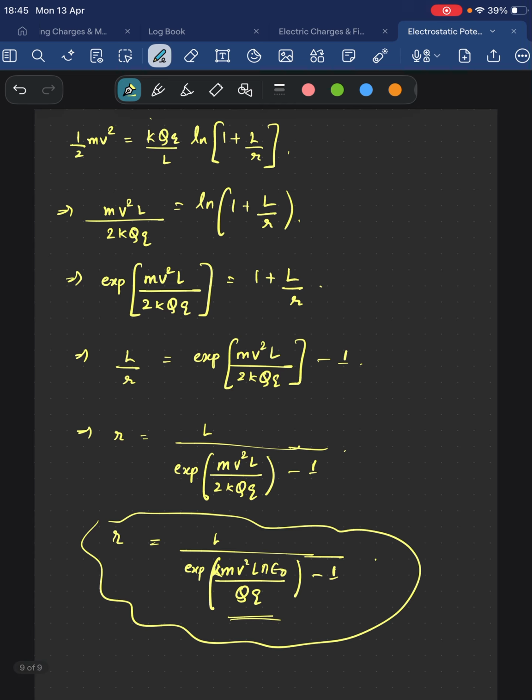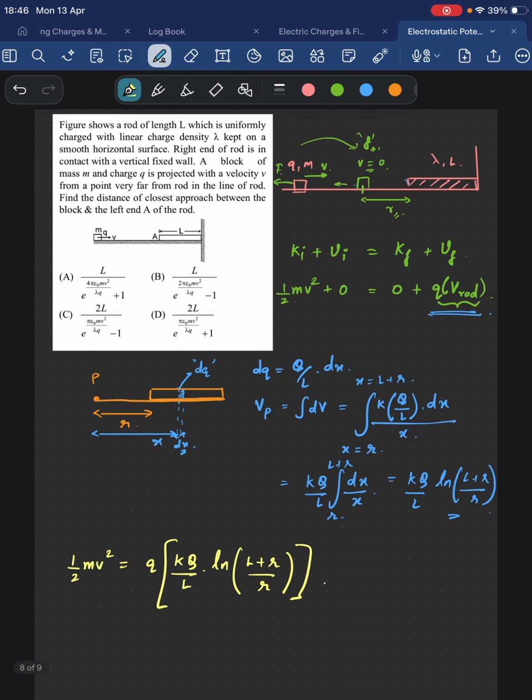Actually, I have to write capital Q in terms of lambda over here. So what will capital Q be in terms of lambda? Capital Q in terms of lambda will be equal to lambda into L. So that's all this question in terms of capital Q. So if I substitute lambda into L, L gets cancelled. So our answer should be 2 mv squared pi epsilon naught by lambda q. 2 mv squared pi epsilon naught by lambda q is what we end up with over here, right? So that will be option number B. So B will be our answer for this question.